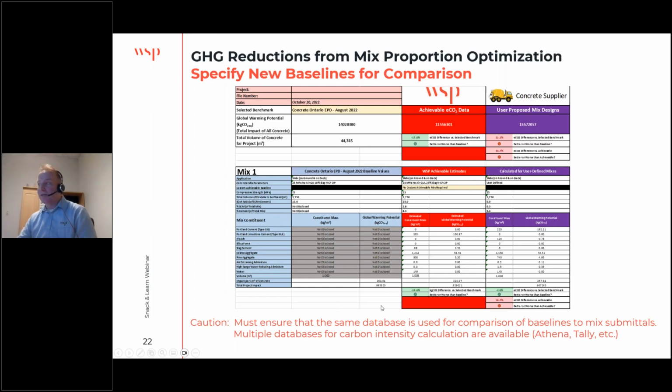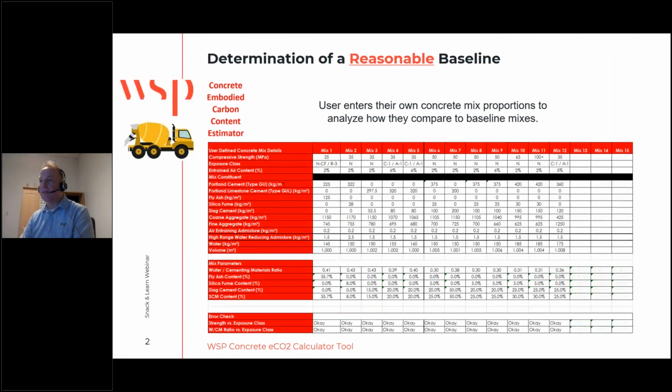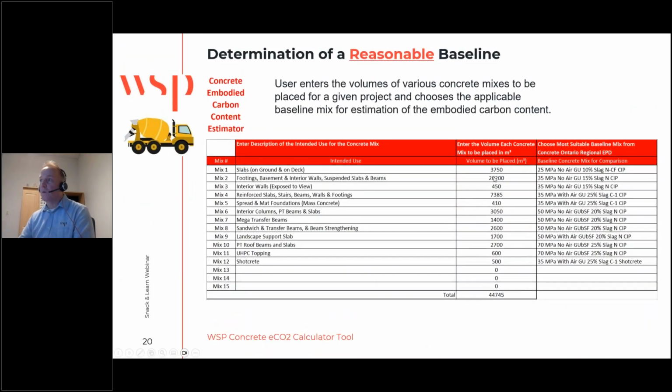So it allows the user to actually toggle around and decide which of these mixes they may want to target to reduce the overall impact of the GWP on their project. You can see here 20,000 cubic meters of concrete for footings in comparison to 500 cubic meters of shotcrete would have a much larger impact if the targeted efforts for reduction of the GWP were focused on the larger volumes of concrete.